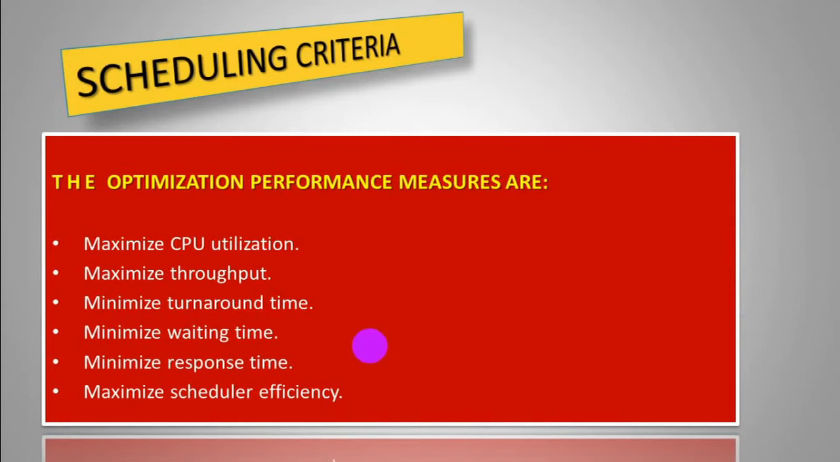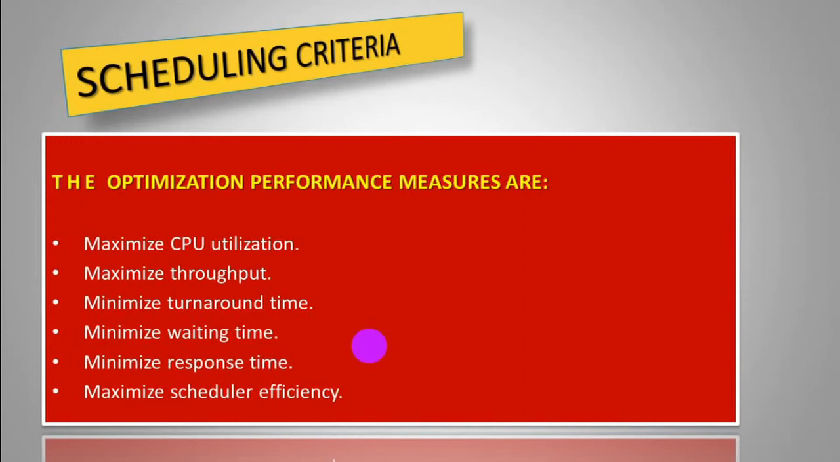The criteria include the following: CPU utilization. We want to keep the CPU as busy as possible. Throughput. If the CPU is busy executing processes, then work is being done. One measure of work is the number of processes that are completed per time unit, called throughput. For long processes, this rate may be 1 process per hour. For short transactions, it may be 10 processes per second.